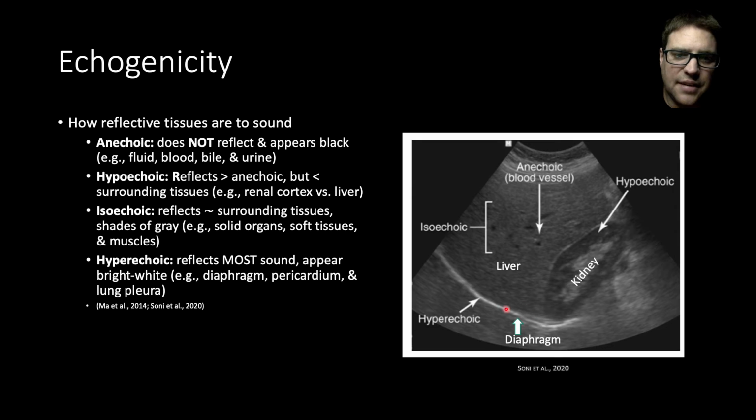Again, on the other side of this diaphragm, you can see lung tissue, and it is relatively the same consistency, just a few shades of gray. This also would be considered isoechoic tissue.